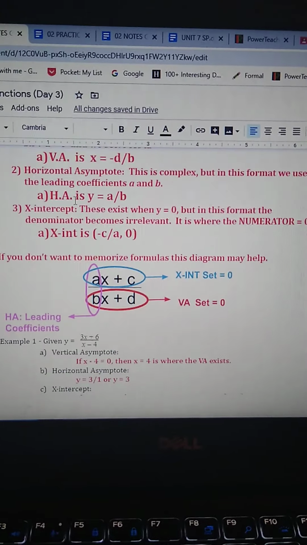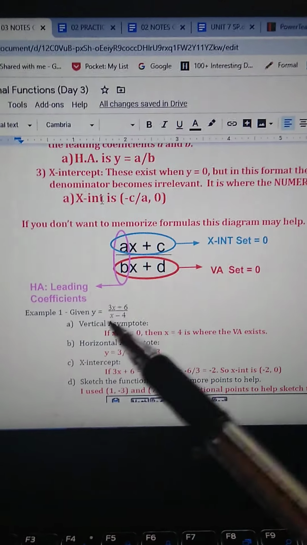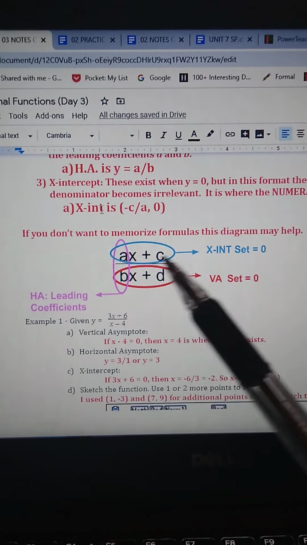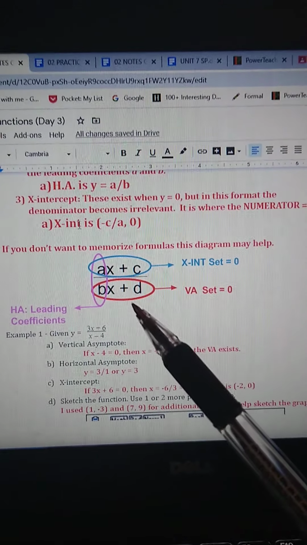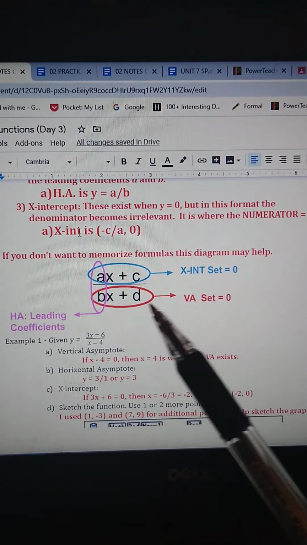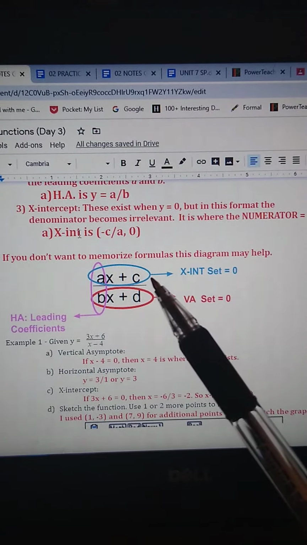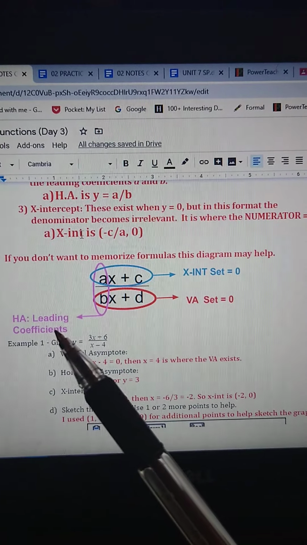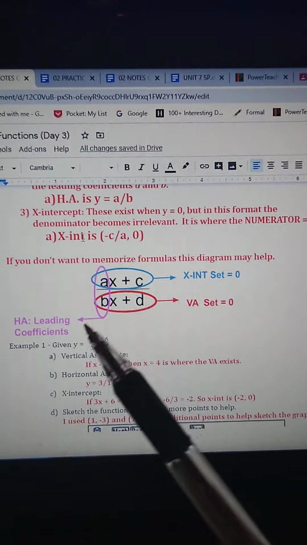I do have a diagram here, a little graphic that might be helpful. Here's our fraction, here's the numerator, here's the denominator. And I have the circles lined up telling you each one. Vertical asymptote, you set the denominator equal to 0. X-intercept, you set the numerator equal to 0. Horizontal asymptote, it uses the leading coefficients. So maybe that graphic would help. And again, this document will be posted.